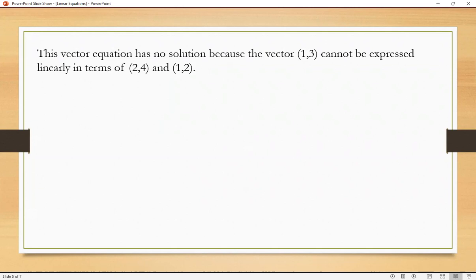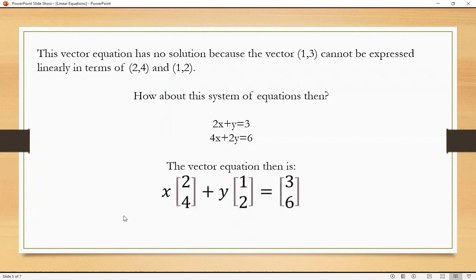What about the case where there are infinitely many solutions? How does the geometry fail over there? Now we are considering this set of equations, which is 2x plus y equal to 3 and 4x plus 2y equal to 6. As we have been doing throughout this session, we're going to write the vector equation now, which is going to be x times the column vector 2, 4 plus y times the column vector 1, 2 equals the column vector 3, 6.